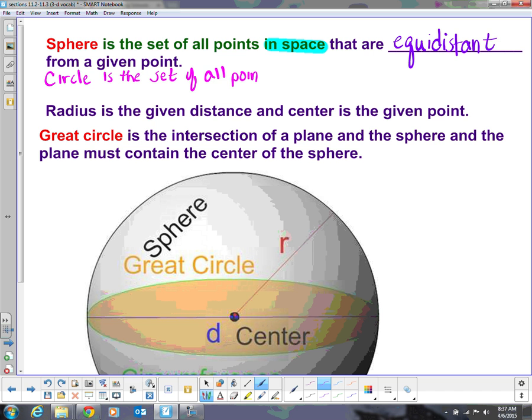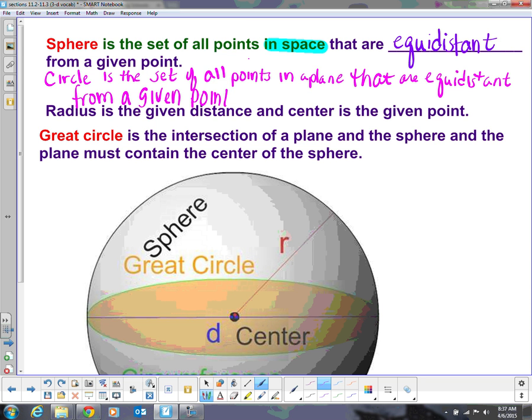Is it all the same so far? In a plane that are equidistant from a given point. So this definition is exactly the same as a sphere except for what? In a plane.